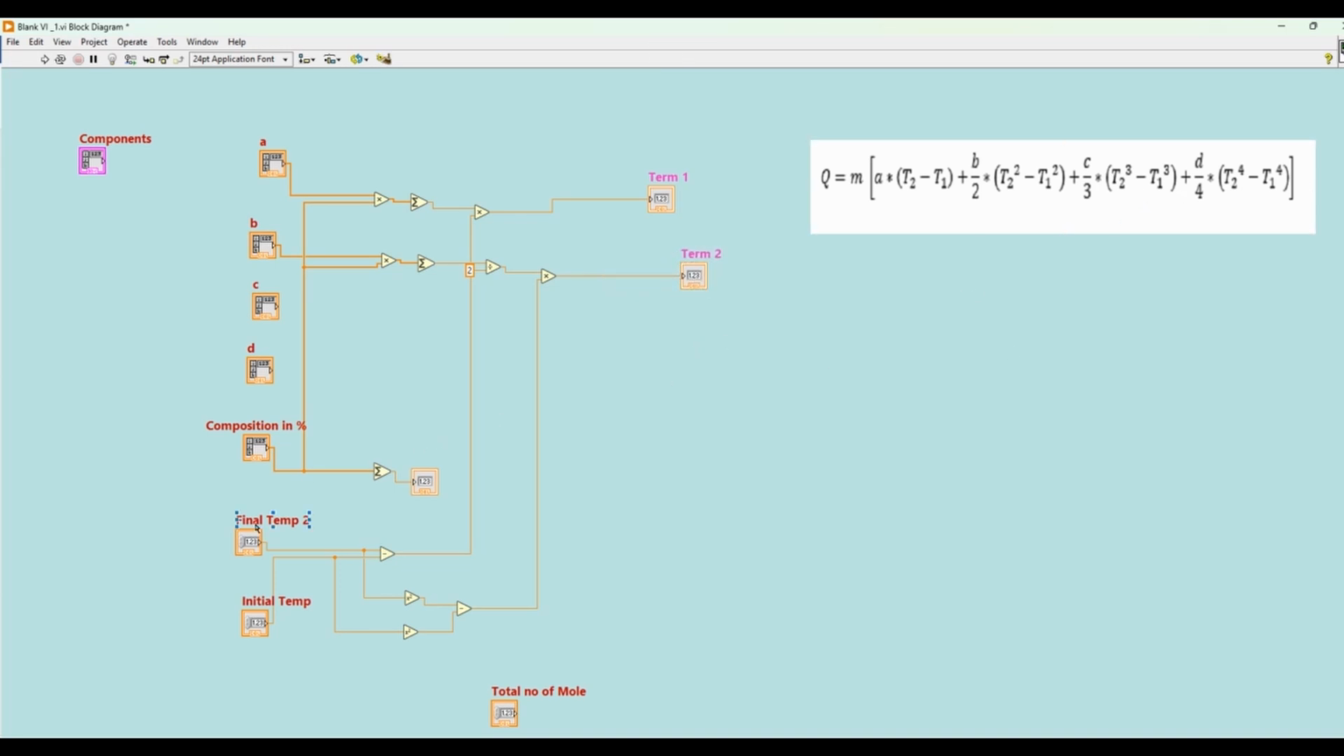Similarly, we have to calculate for this term. So again I'm taking these two, this is similar, multiply with this composition, then summation of this divided by its constant value 3, and then I'll take again this multiply, this is multiply, and here this is T2Q minus T1Q.